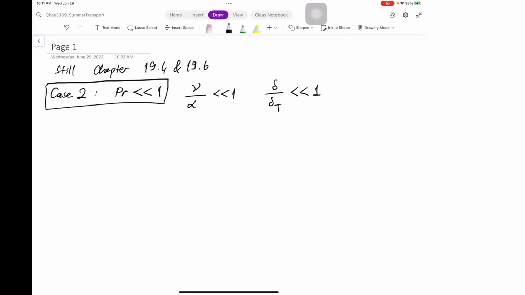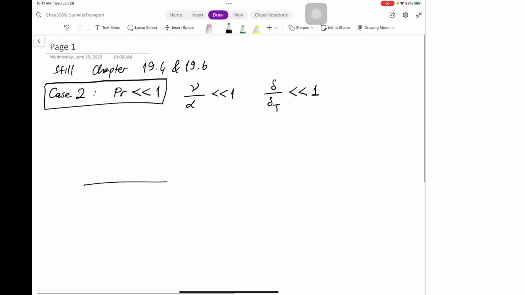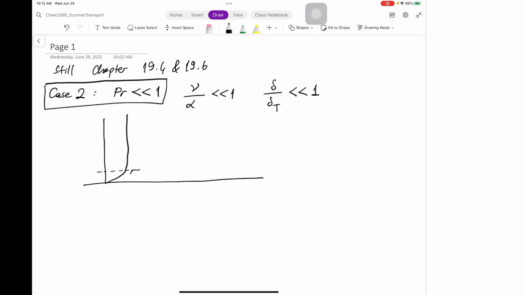And then let's have a picture of the situation. So this is your thermal boundary layer. Your delta is going to be very small. So let's say you have this, okay? And the delta is this much. This is your delta, which is the hydrodynamic boundary layer thickness. And then you have this thing for the temperature.